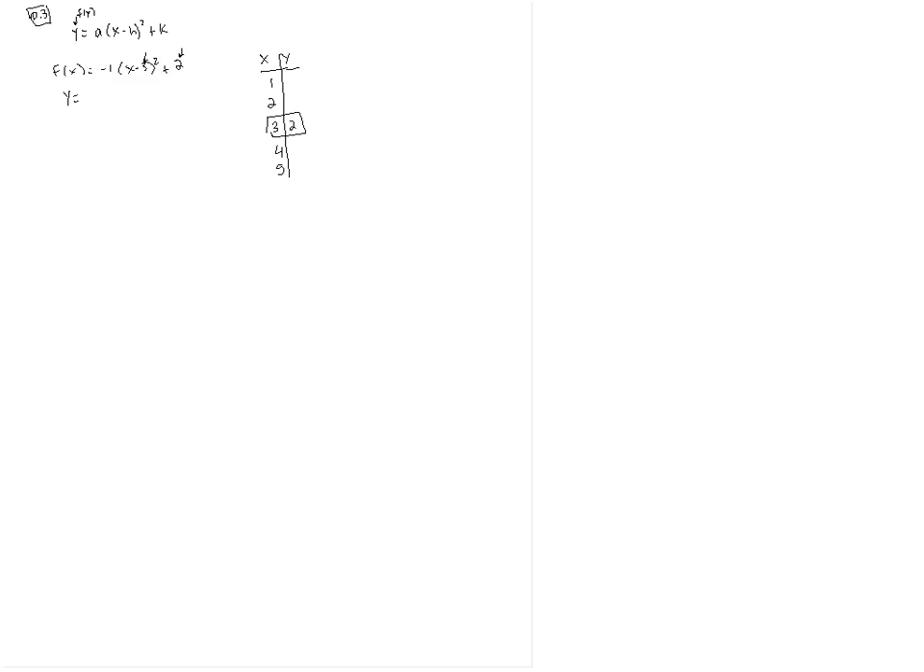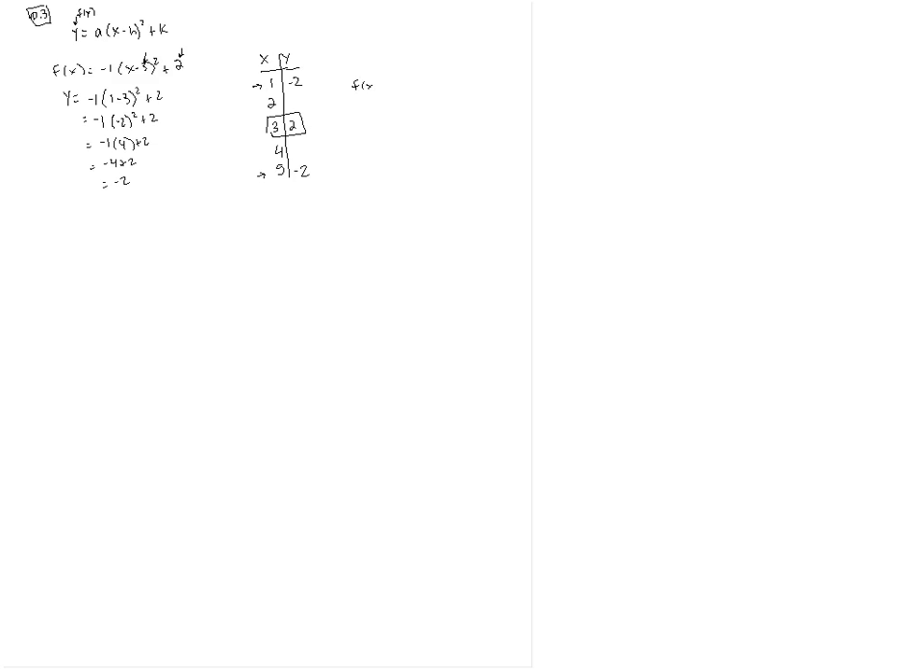Y equals -1. Let's see, if x is 1, I get -1 times -2 squared, which is -1 times 4, which is -4 plus 2, which is -2. Okay, when x is 1, y is -2. And if this one is, so is this one. And then we do the other.